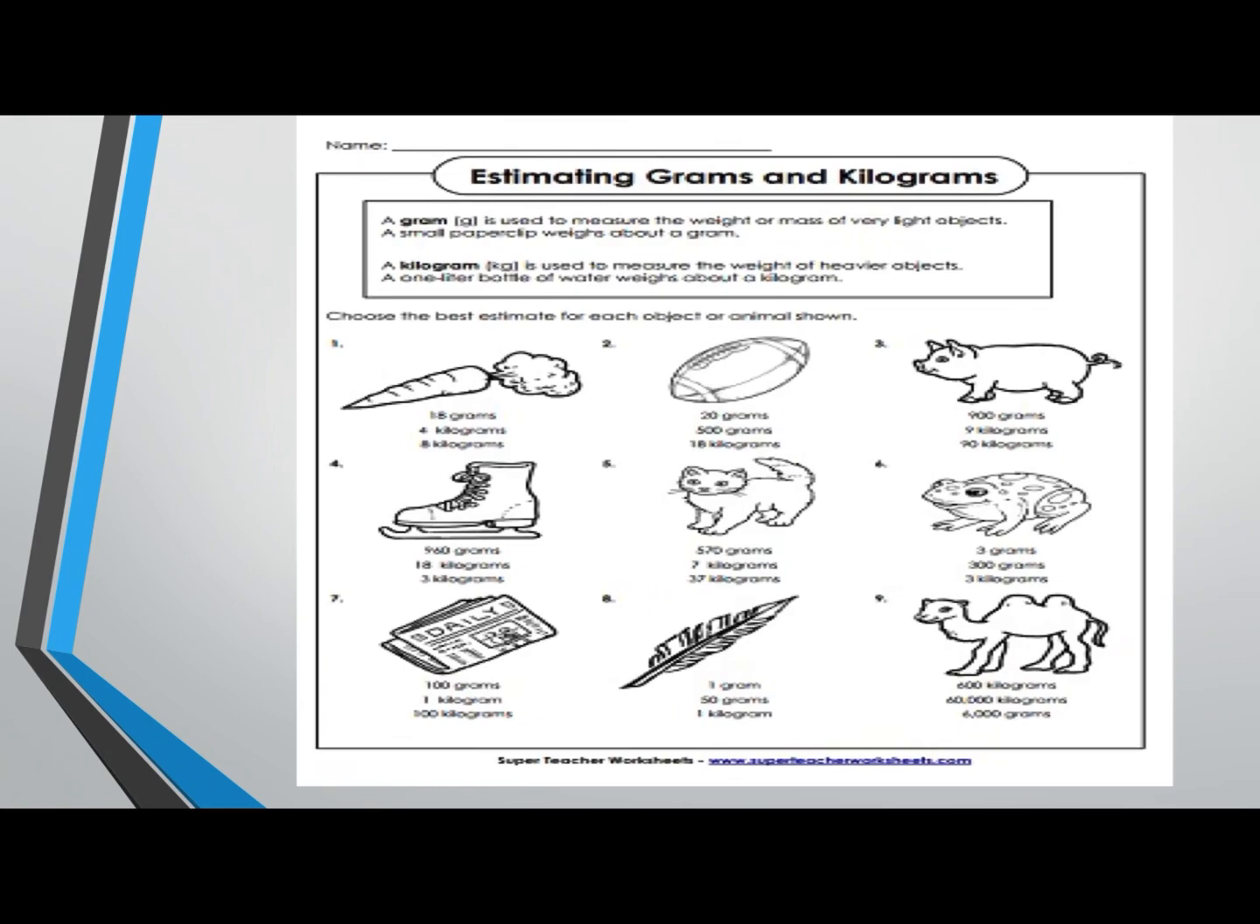Now you have to estimate what can be measured by gram and what can be measured by kilogram. A gram, noted as g, is used to measure the weight or mass of very light objects. A small paper clip weighs about a gram. A kilogram, denoted as kg, is used to measure the weight of heavier objects. A 1 liter bottle of water weighs about a kilogram. So choose the best estimate for each object or animal shown.